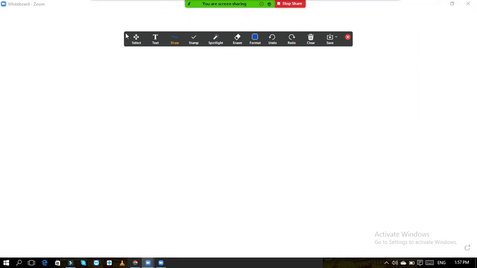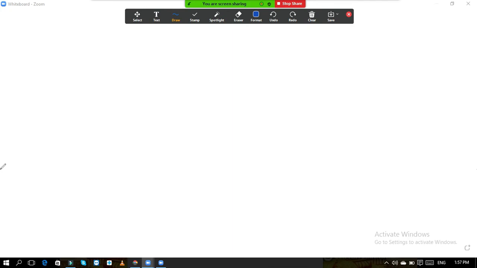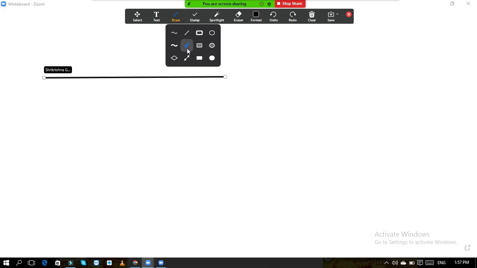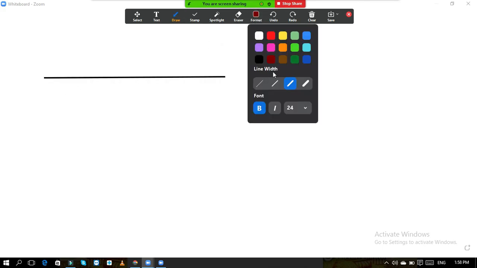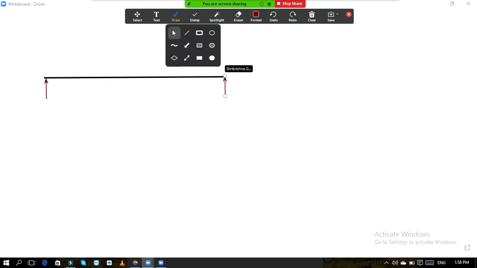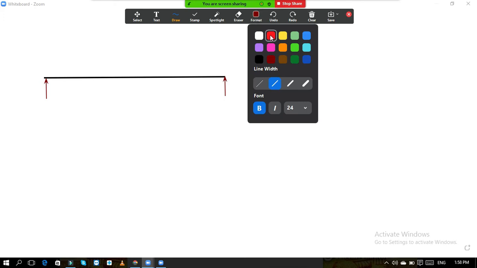Okay, so again we need to draw the diagram. I will draw the diagram quickly now. So here is the beam, then the supports are provided. These are the supports which are provided. Then the next thing is the distances and the UDL.